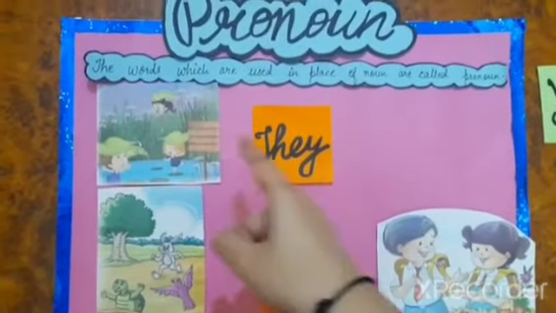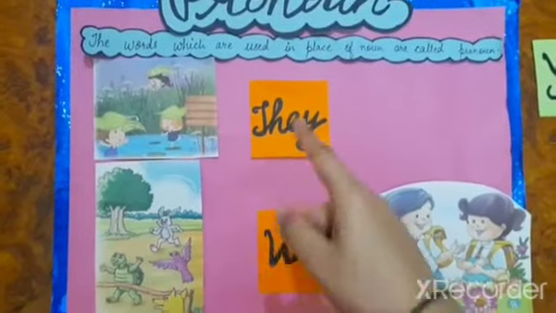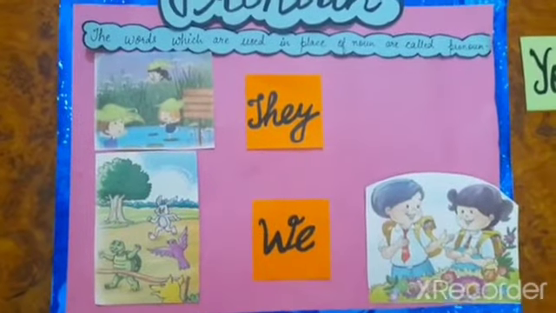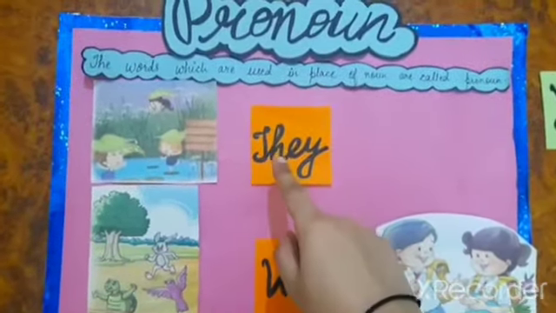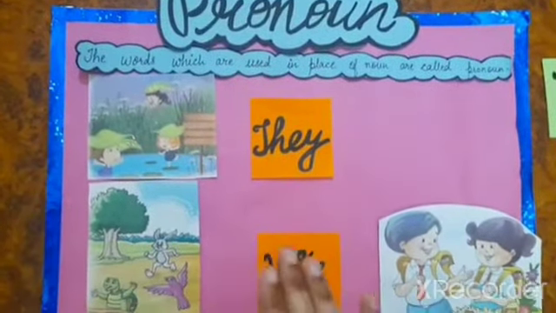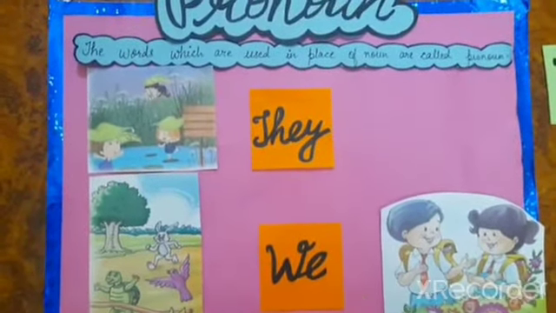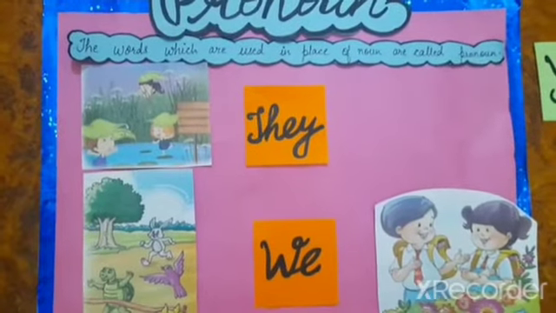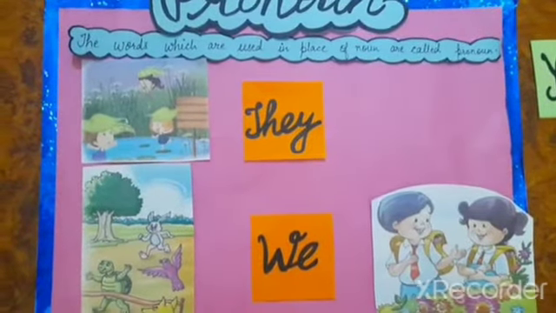Okay, like they are playing in rain, they are running. We are going to use they when you are not involved in any kind of activity and you are talking about a third person who is far from you and they are in a group.